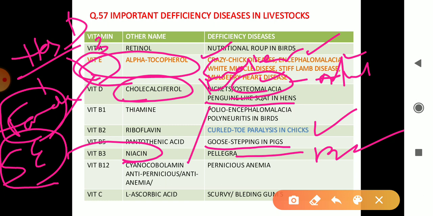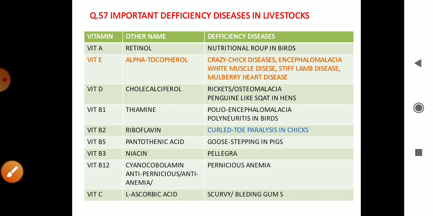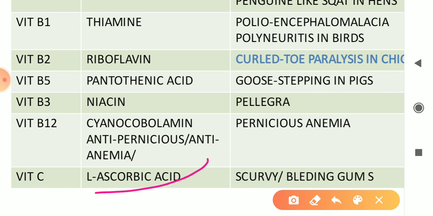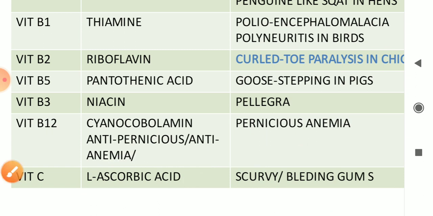Coming to the next question, vitamin C, also known as ascorbic acid. Its deficiency causes scurvy, and the other name of scurvy is bleeding gums.